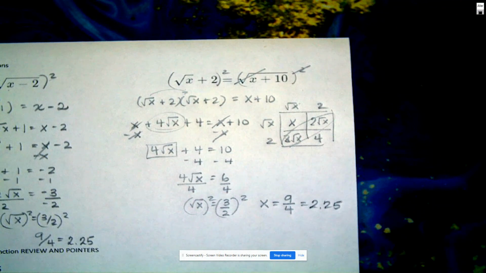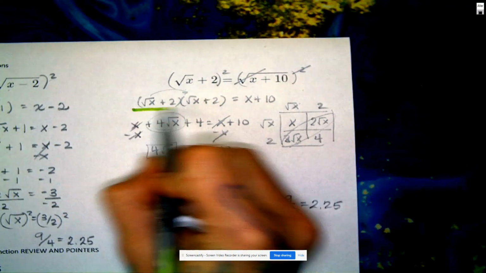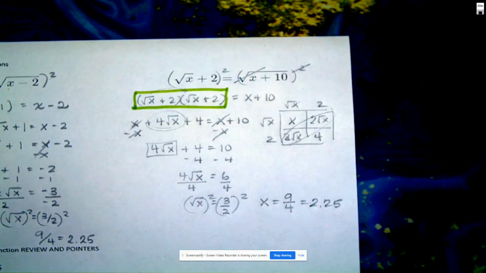But the biggest portion that might be considered sort of new and needs a little more attention is you're multiplying. These are called complex numbers, but it's radical times radical, which we've done before. But now you're just using your box method and FOIL to do the same thing.